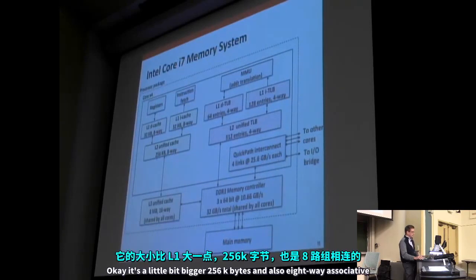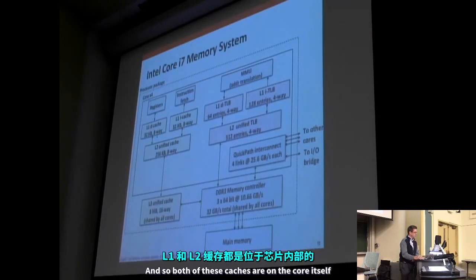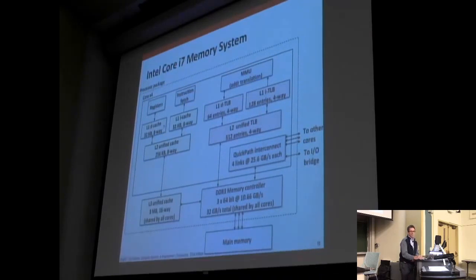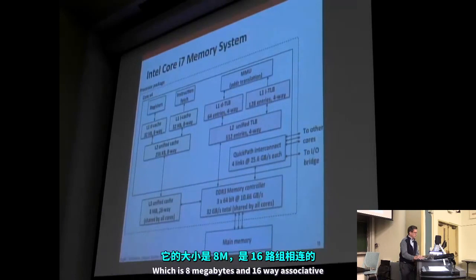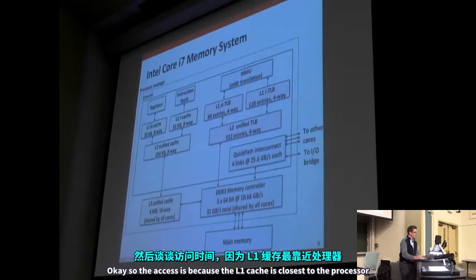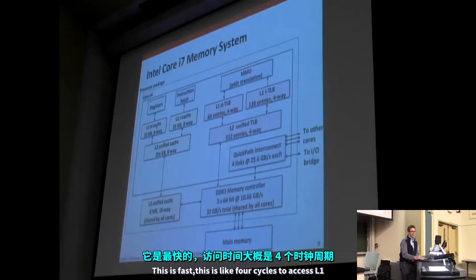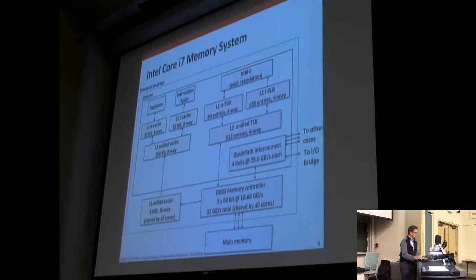It's a little bit bigger, 256K bytes, and also 8-way associative. And so both of these caches are on the core itself. Okay. And then there's an L3 cache, which is shared by all cores, which is 8 megabytes and 16-way associative. Okay, so the access is, because the L1 cache is closest to the processor, this is fast. This is like 4 cycles to access L1.